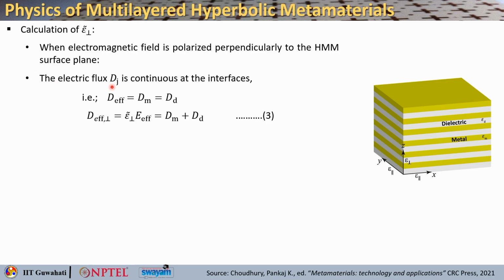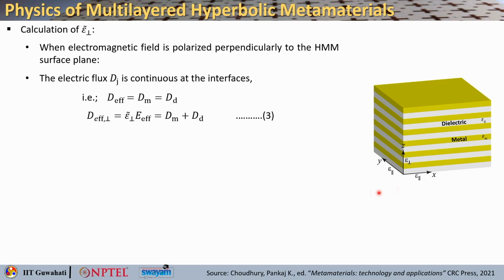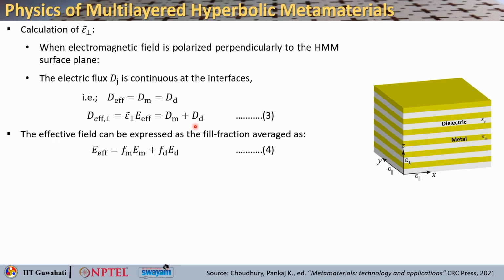And in this case the electric flux density is considered to be continuous across the interface. In the previous case the field was continuous, here the electric flux is continuous. So you have D effective, which can be written as Dm equals Dd, and from that D effective perpendicular will be equal to epsilon perpendicular E effective, and that will be nothing but Dm plus Dd.